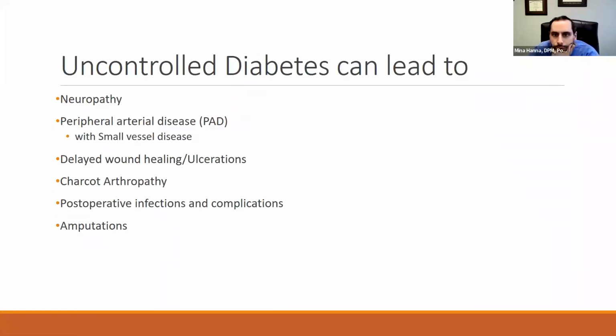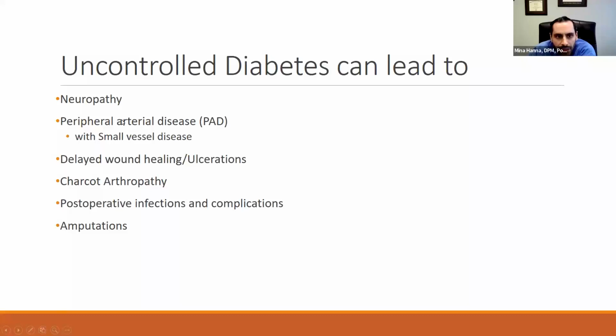Okay, now we're going to shift towards diabetes. So uncontrolled diabetes can lead to neuropathy, which is lack of sensation, as we discussed. It can lead to peripheral arterial disease, which means that patients develop poor circulation, as well as small vessel disease.